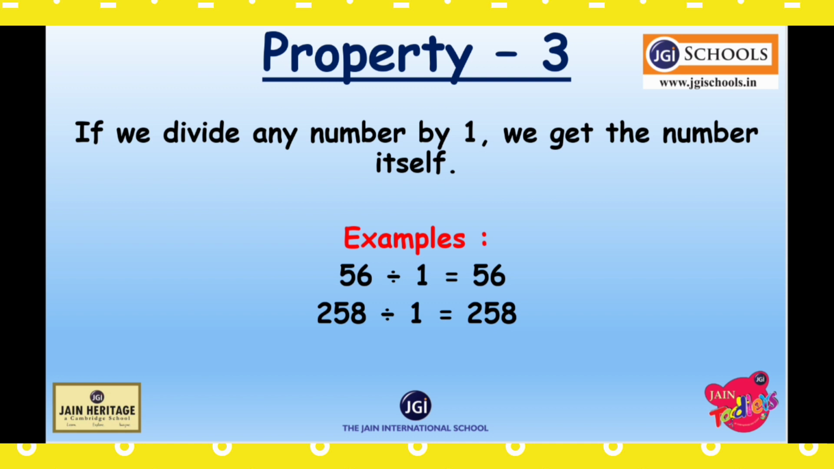Now the next property, property number 3, and it is the last one. If we divide any number by 1, we get the number itself. That is, if we are dividing 56 by 1, we get 56. Even if we are dividing a number in thousands or anything, we will get the same number. Okay.